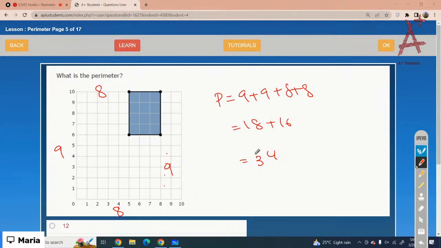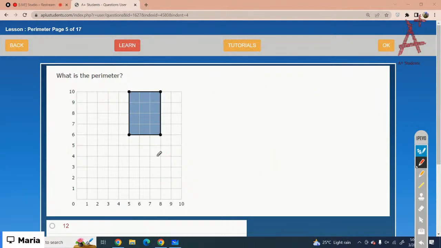Okay, so you need to calculate the perimeter. What do you have to do for the perimeter? Just calculate the side lengths and then you have to add all the side lengths. Got it? So for this one, you have to calculate the blocks.